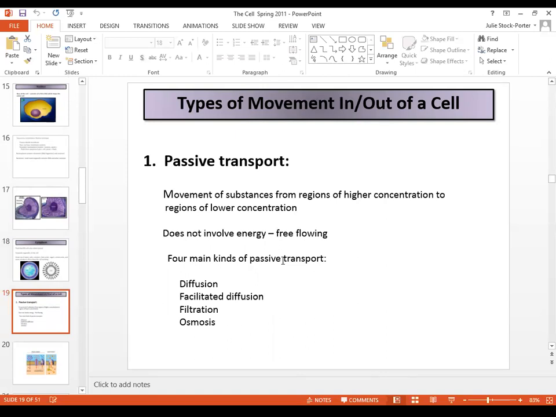Definition for diffusion, write it down. Movement of substances from regions of high concentration to low concentration through space until it reaches equilibrium. That last part is the only thing that's going to change for all four of these definitions. Facilitated diffusion: movement of substances from regions of high concentration to low concentration with help until it reaches equilibrium.